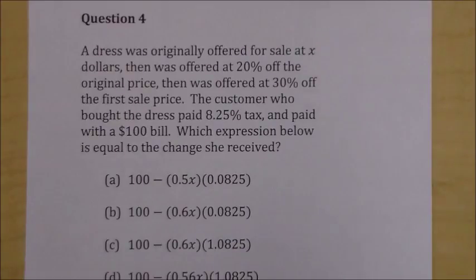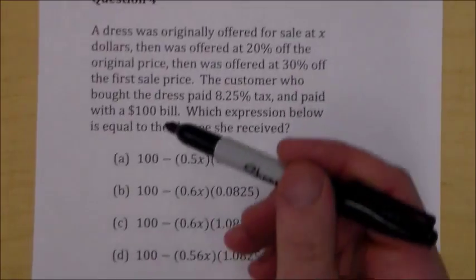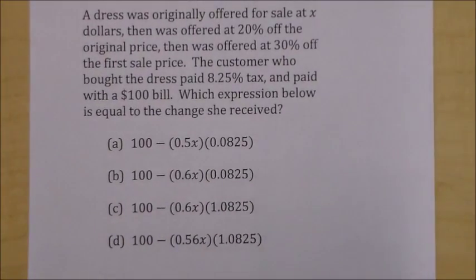A dress was originally offered for sale at X dollars, then was offered at 20% off the original price, then was offered at 30% off the first sale price. The customer who bought the dress paid 8.25% tax and paid with a $100 bill. Which expression below is equal to the change she received? So in all these you have 100 minus something, so that's going to be the change she received. How much did it cost her though?